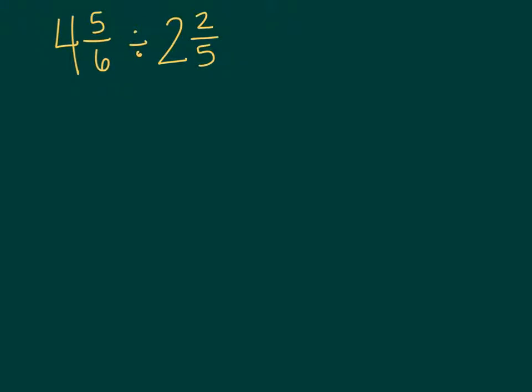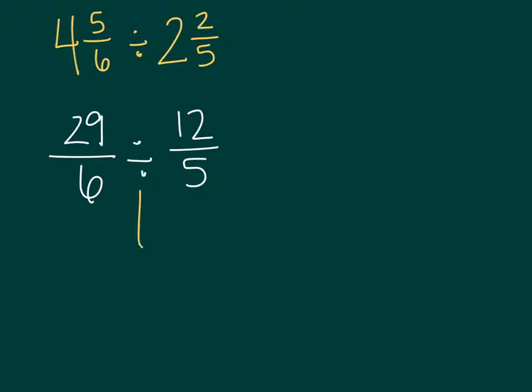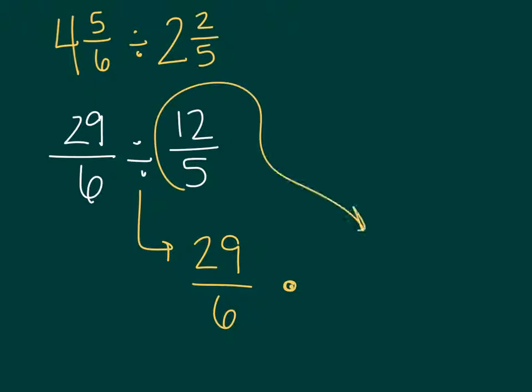So for this problem, we're going to have to change our mixed numbers into improper fractions and then change this problem to a multiplication problem. So 4 and 5/6 becomes 4 times 6 plus 5 more, so that's 29/6. Divided by 2 times 5 plus 2, which is 12/5. Remember, we don't like to divide fractions, so we're going to use this as 29/6 multiplied by the reciprocal, 5/12.